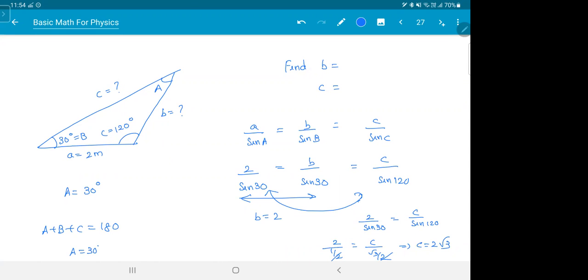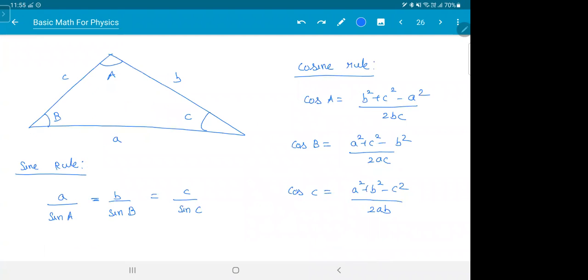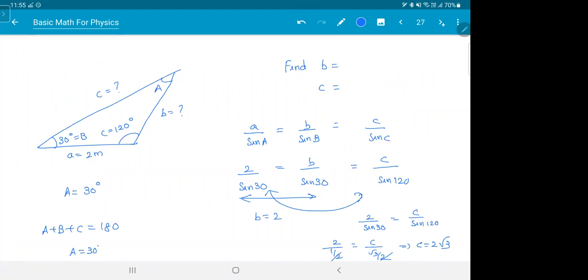Sir, how would we understand that we need to use sine rule or cosine rule? This is the hint. See, sine rule: more angles, fewer sides. Cosine rule: more sides and fewer angles. For example, someone gives you a triangle like this, this is 2, this is 3, like this, and they ask you what is this angle? So all the sides will be given. If all the sides are given, use cosine rule. If here all the angles are given, 30, 120, this is 30 that you can find, so here you use sine rule.